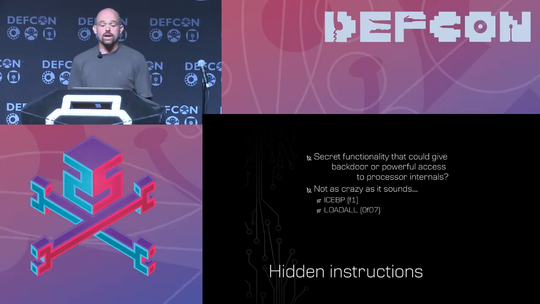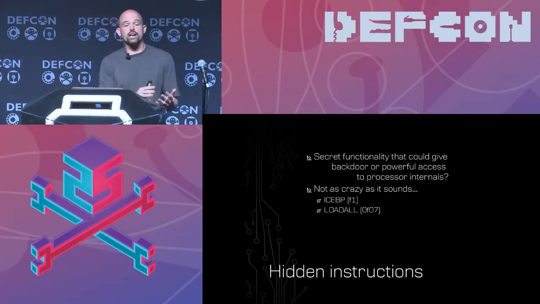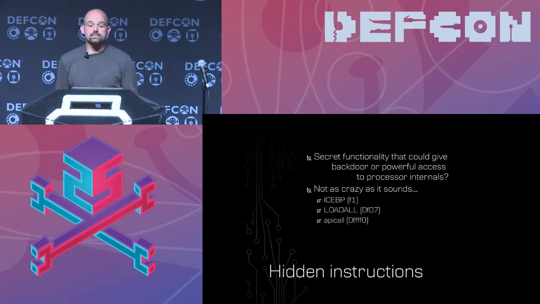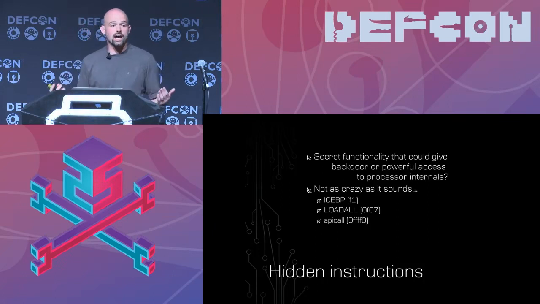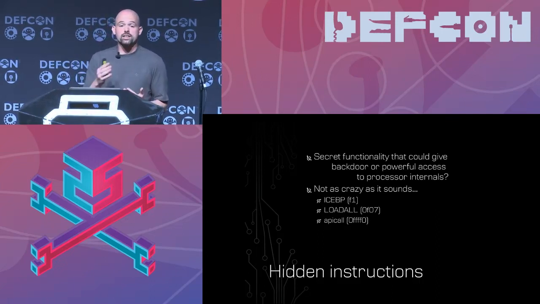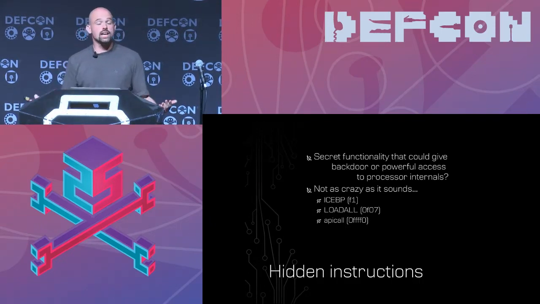Those same processors also had this load all instruction, another undocumented secret instruction that would give you access to hidden pieces of the processor registers that you normally couldn't reach. Or just in more recent examples, you may have heard about the API call instruction in Microsoft's x86 emulator. Basically what Microsoft did was they backdoored the UD0 x86 instruction and turned it into something entirely different without ever releasing that information, and that caused a fairly serious vulnerability in their emulator.